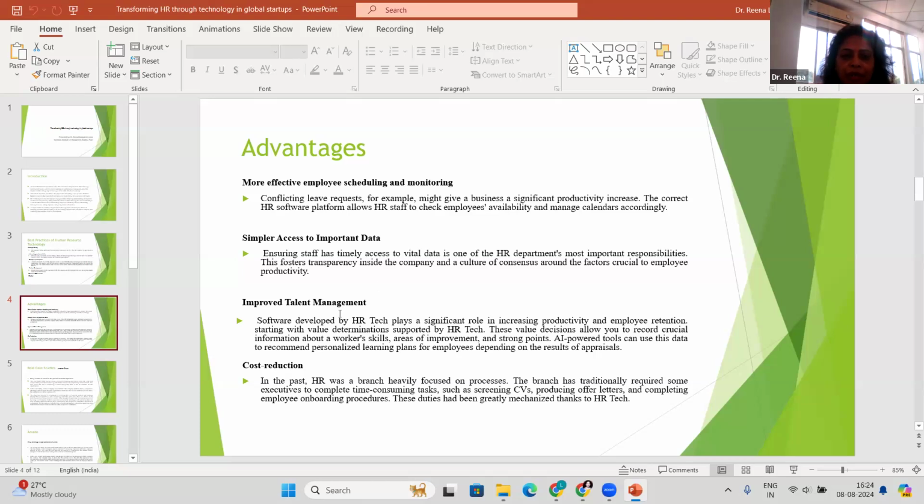Then improved talent management. Software developed by HR tech plays a significant role in increasing productivity and employee retention, starting with the evaluation supported by HR tech. These evaluations allow you to record crucial information about a worker's skills, areas of improvement, and strong points. Even performance appraisal can be included in this. Cost reduction: in the past, HR was a branch heavily focused on processes. The branch has traditionally required some executives to complete time-consuming tasks such as screening CVs, producing offer letters, etc. Through HR technology, these can be done automatically so that the cost is reduced.